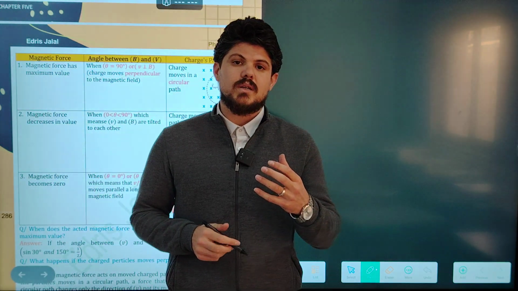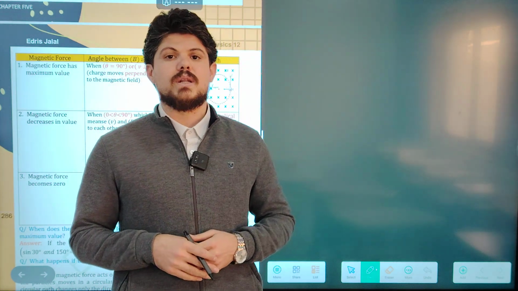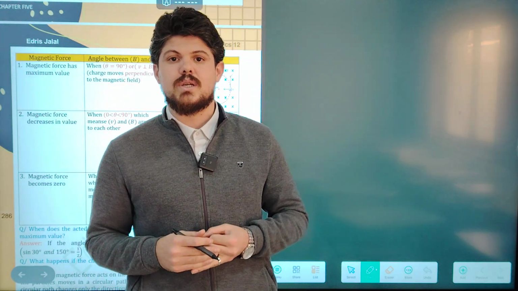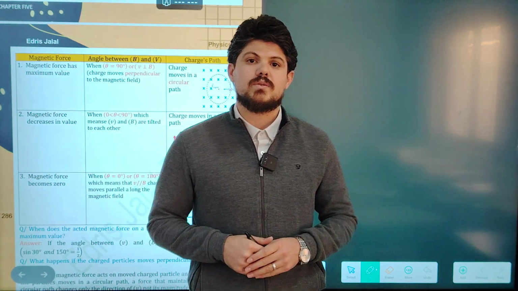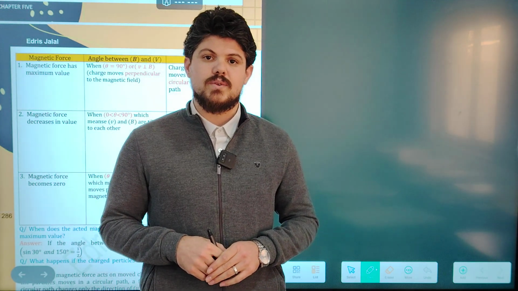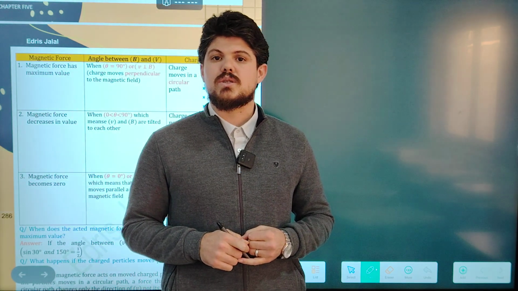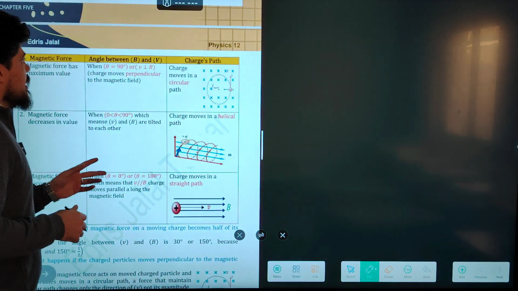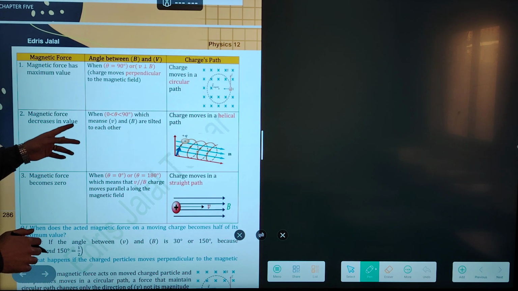When the charge's movement is parallel to the magnetic field, like parallel by 0 degrees and parallel by 180 degrees, in this case no magnetic force is experienced from the magnetic field, because sine 0 is 0 and sine 180 is also 0. We stopped here in the last lesson.